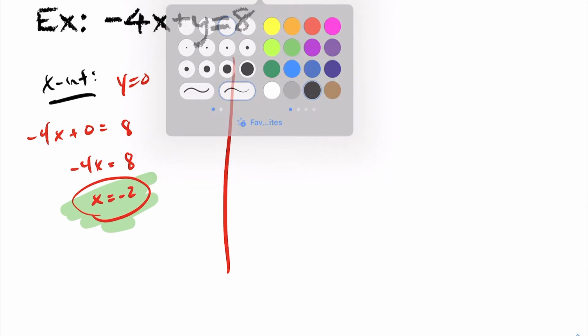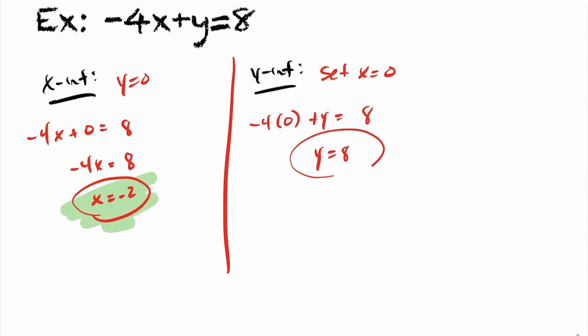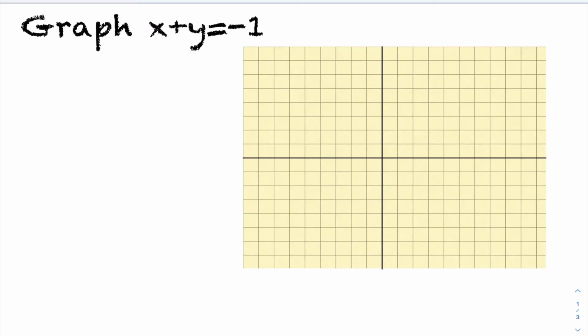Okay, likewise, I want to find my y-intercept. Anything that crosses the y-axis, you have to set your x value equal to 0. So now everywhere I see an x, I'm going to change that to a 0, in which case we get y is 8. So this linear equation has a y-intercept of 8 and an x-intercept of negative 2. Again, in point form, the points are (-2, 0) and (0, 8).